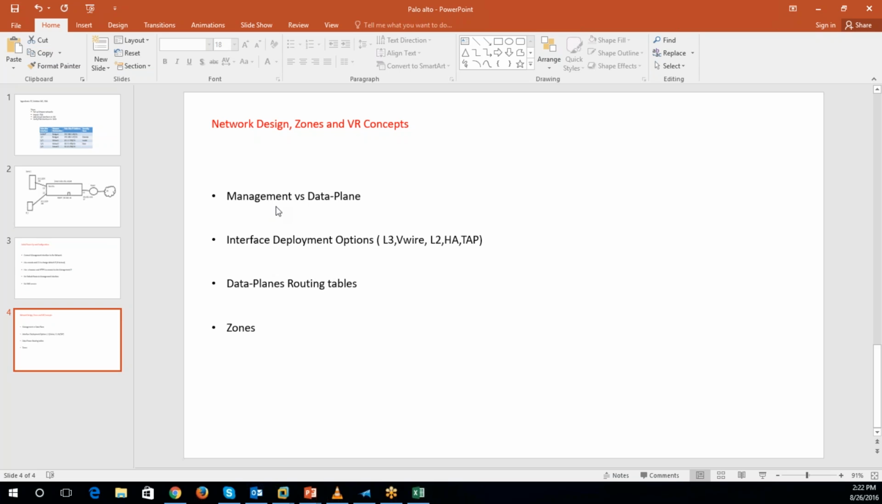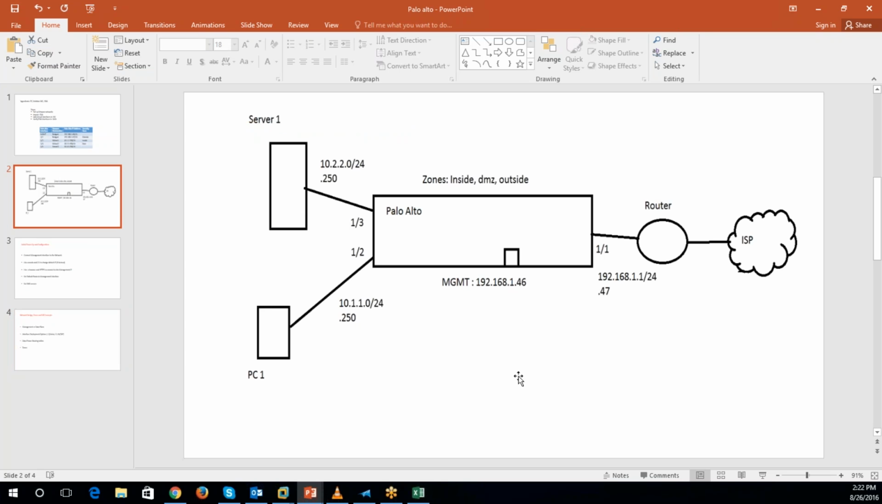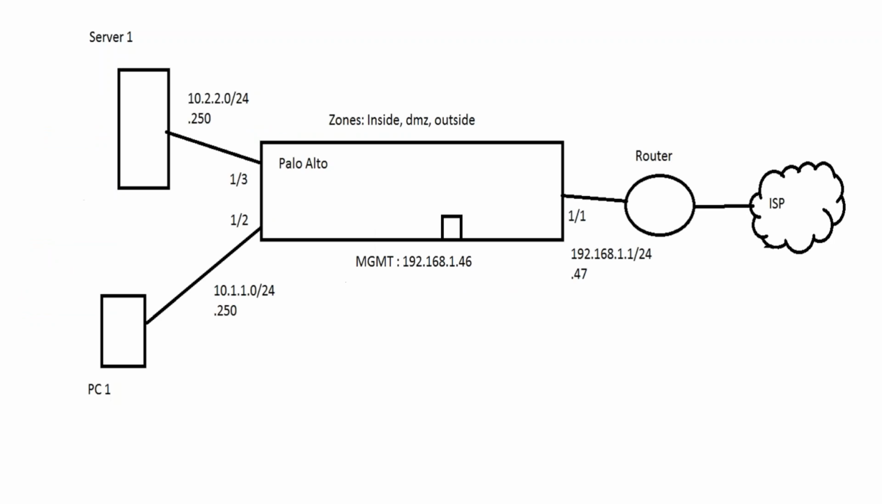The management plane we already configured. So what is the management plane? This is our management plane. Here we already assigned an IP address to the management port, this one, 192.168.1.46, and its subnet is /24. We also already assigned a default gateway to this management port. You can see it in the diagram also. So we already configured this.